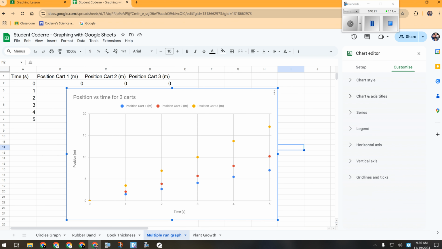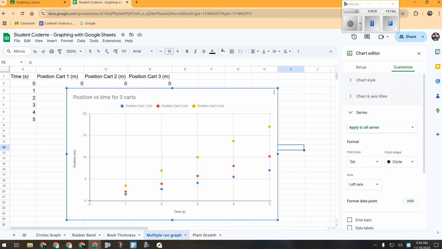Okay, so now that's on there. Graph's starting to look a bit better. As you guys said, the next thing that needs to go on there are the trend lines. Okay, plural, because we want one for each cart.